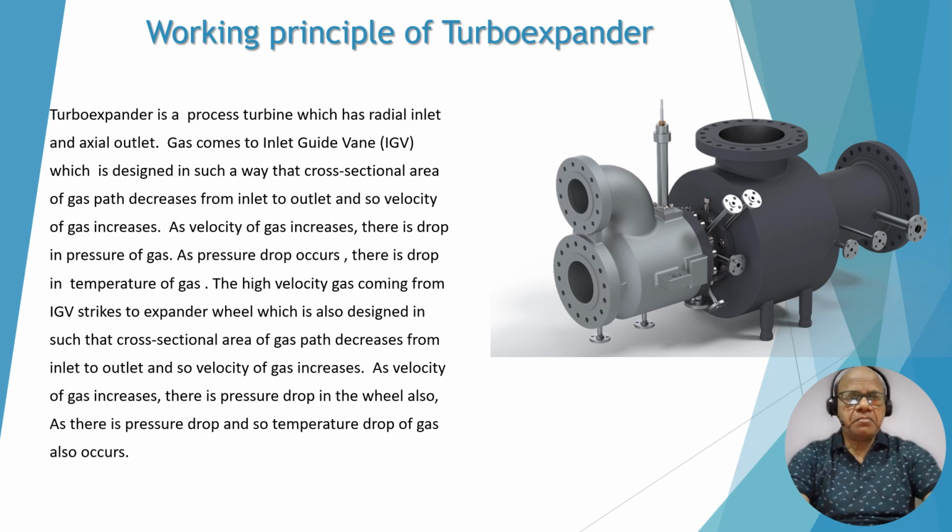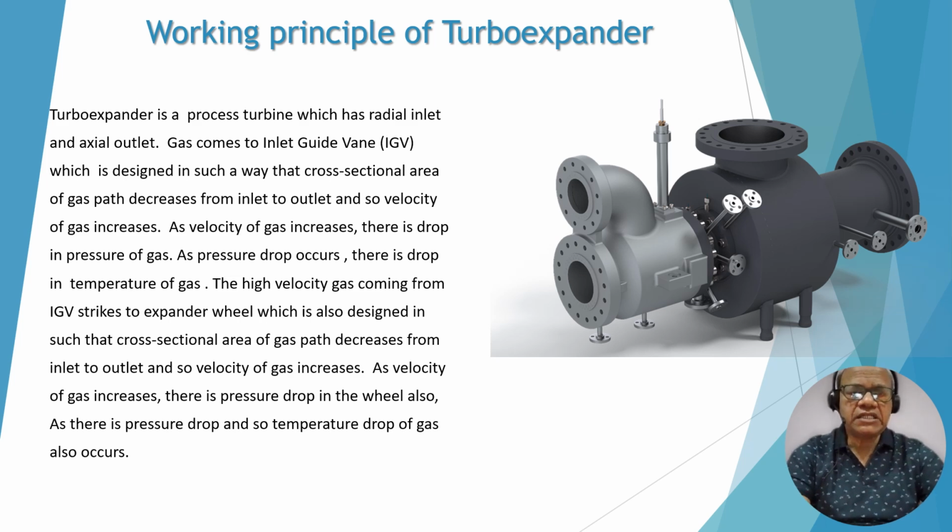The turboexpander is a process turbine because it works on high pressure process gas, and it has a radial inlet and axial outlet. So gas comes to the inlet guide vane, IGV, which is designed in such a way that the cross-section area of the gas path decreases from inlet to outlet, and so the velocity of gas increases. As the velocity of gas increases, there is a drop in the pressure of the gas. As the pressure drop occurs, there is a drop of temperature of the gas also.